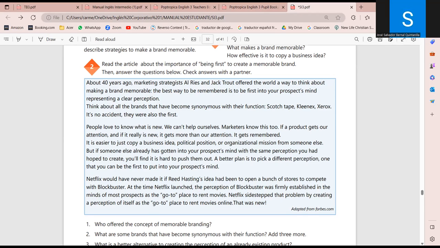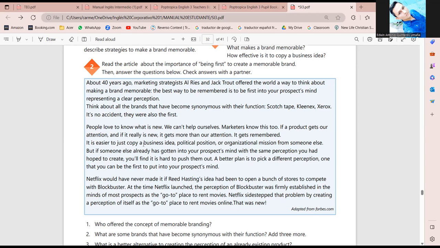It is easier to just copy a business idea, political position, or organization mission from someone else. But if someone else has already gotten in your prospect's mind with the same perception you had hoped to create, you'll find it is hard to call them out. A better plan is to pick a different perception, one that you can be the first to put into your prospect's mind.